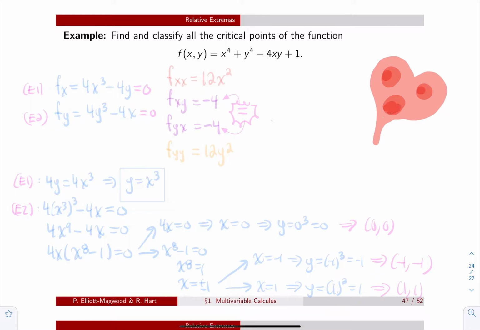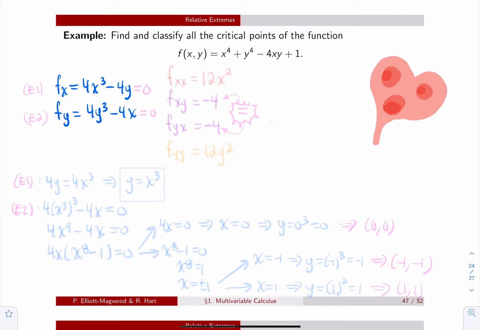So if you start with f of x, so f of x here is going to be equal, all right, go. Okay, so f of x is equal to 4x cubed minus 4y. Then if you compute f of y, you're going to get 4y cubed minus 4x. And now this is for the first order partial derivatives.